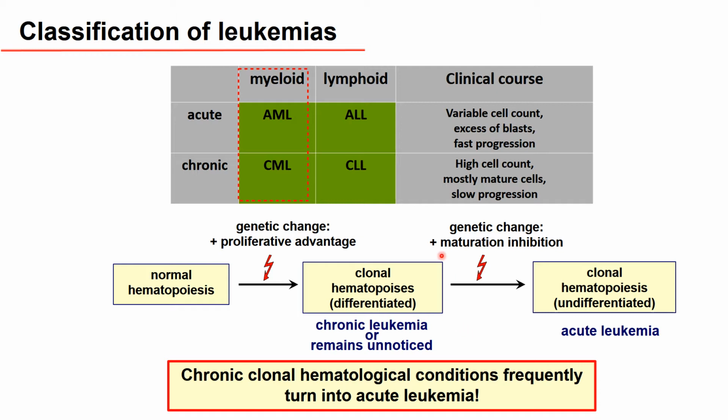However, when another mutation happens, for example a maturation inhibition, so that the cells won't be matured completely, or an altered contact inhibition problem, now the cells in the hematopoiesis are undifferentiated, and it turns into acute leukemia. Usually a chronic clonal hematological condition very frequently turns into acute leukemia. That's a very important point.